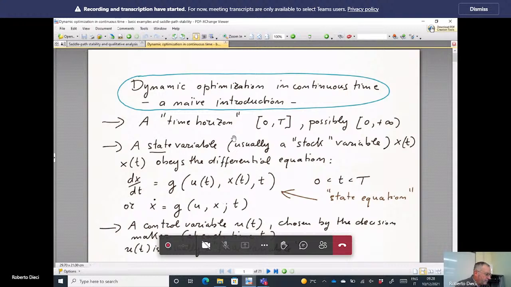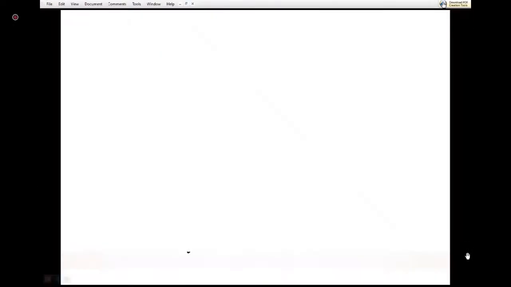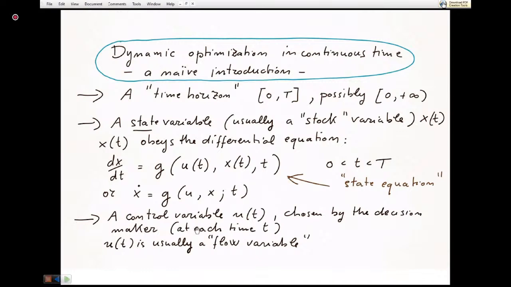So there is a time horizon, possibly from 0 to plus infinity, and a state variable that cannot be changed by the decision maker. It obeys a differential equation by which the time derivative of the stock variable depends on the level of the stock variable, but also on the decision at time t, u of t, and possibly directly on time. We often omit dependence on time and write x dot is g of u, x, t. Then we have a control variable, which is maybe the new element here. We have a control variable, which is chosen by the decision maker at each point in time.